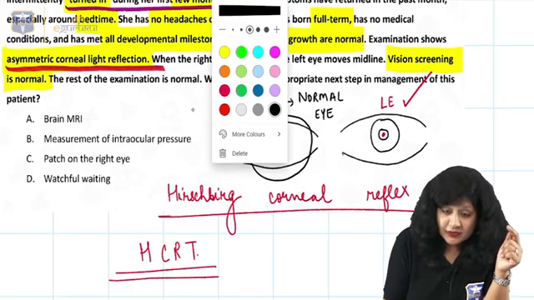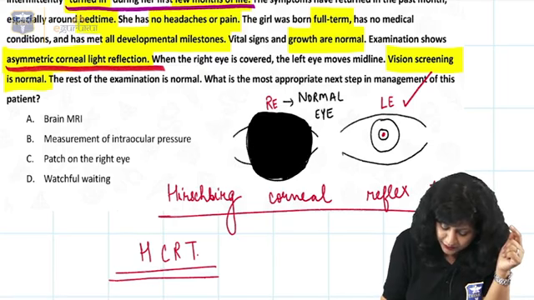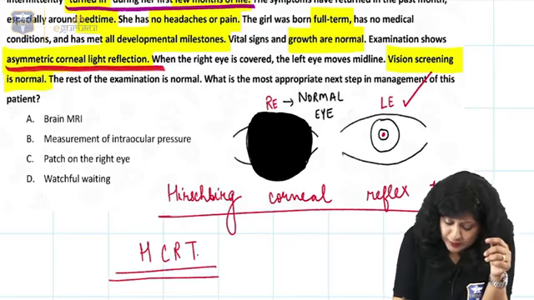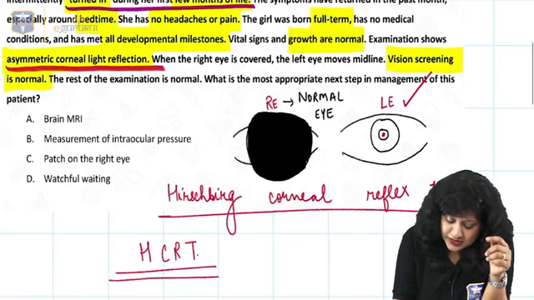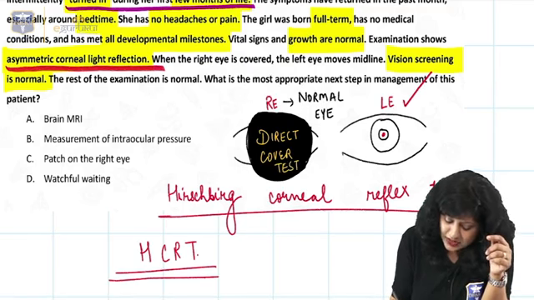So how can you cover it? We cover it with the help of an occluder. So it becomes something like this. We have an occluder, and with the help of the occluder, we have covered this normal eye. So when I cover the normal eye, what is the name of this test? This test is called the direct cover test.